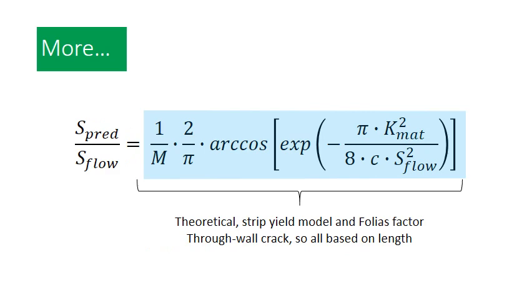Now what I like about this model, and it's fairly rare for me to say that I like something about the NG18 models, if you've seen my other videos, but what I like about this is that the entire model is based on length. It's theoretical, it's based on the strip yield model from the 1960s, it includes a Folias factor, we're dealing with a through-wall crack, everything is based on length. This makes me a very happy camper. If you do the validation against publicly available data, you'll find that this model is actually very, very good. No conservatism in it, everything lines up just the way it should.